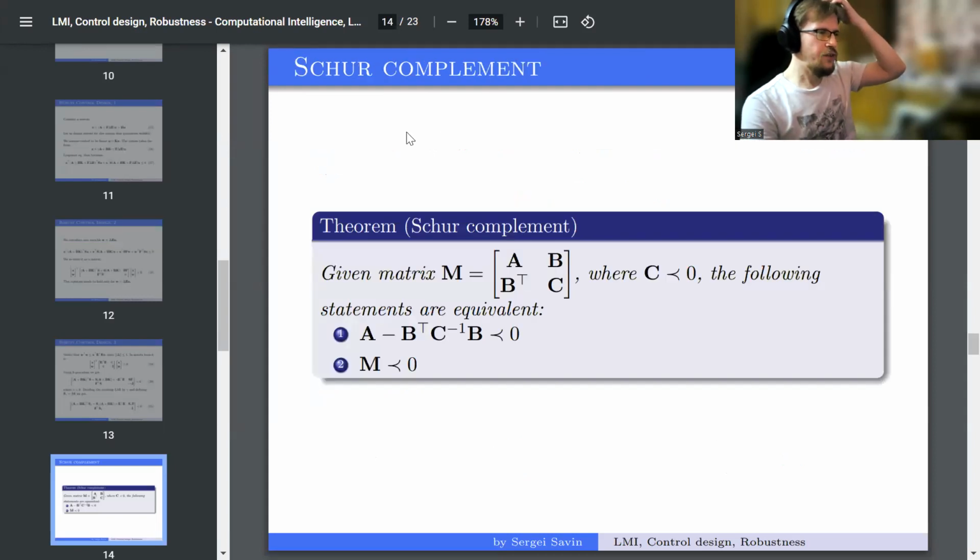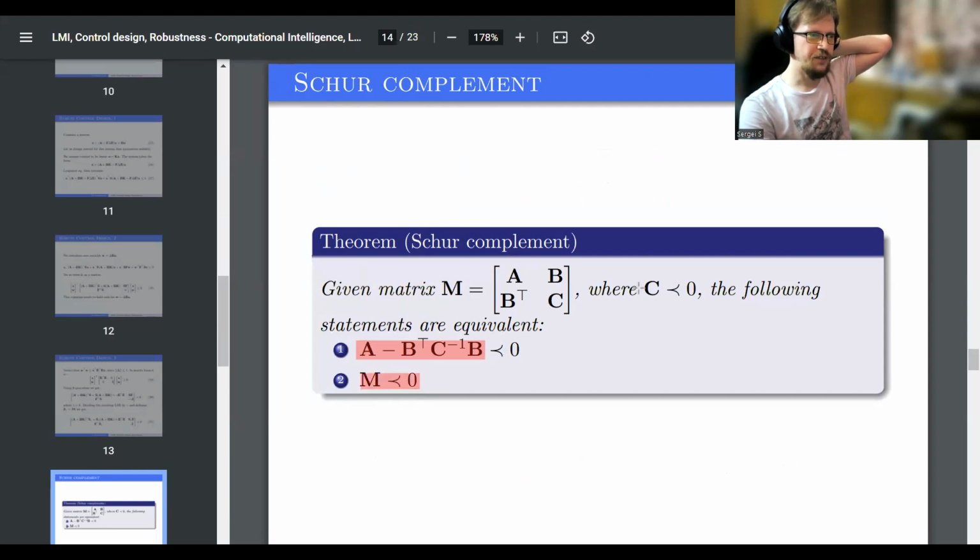Now, we'll have to use the Schur complement in the next stage. So here is a description of the Schur complement, but now in terms of negative definiteness. This would be negative definite as long as this is negative definite. Those are equivalent as long as this is true.